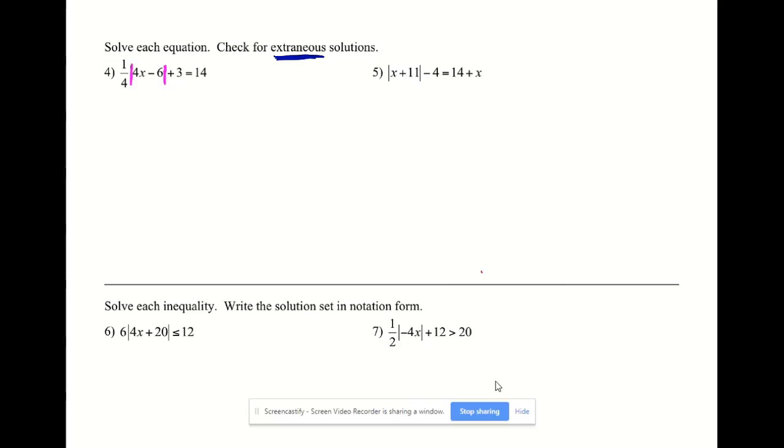We have this 1/4 and this +3 equals 14. So we need to get rid of those. So we're going to get rid of the 3 first by subtracting from both sides. And we have 1/4 absolute value of 4x minus 6 equals 11 because we subtracted 3 from both sides.